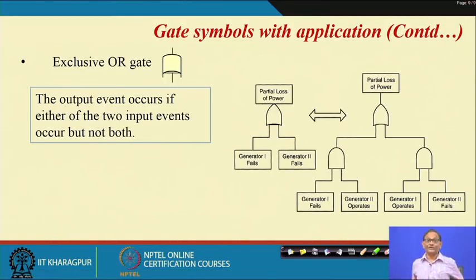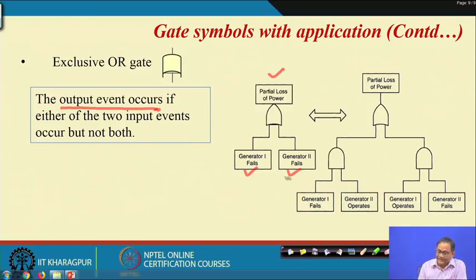Then another gate, the exclusive OR gate. What is an exclusive OR gate? The output event occurs if either of the two input events occurs, but not both. So, you have generator 1 and generator 2. We are talking about the output event of partial loss of power. Both generator 1 and generator 2 should operate to have full power. If both generators fail, that will be full loss of power. Partial loss of power is a situation when any one of the generators works. You can extend to more inputs, but here it is for two inputs.